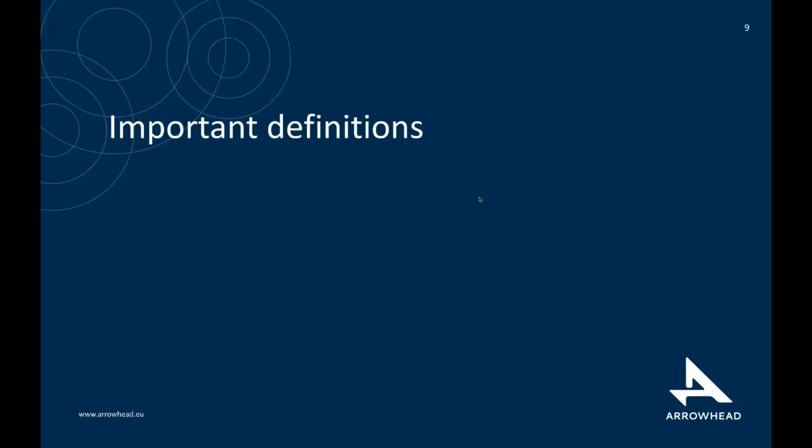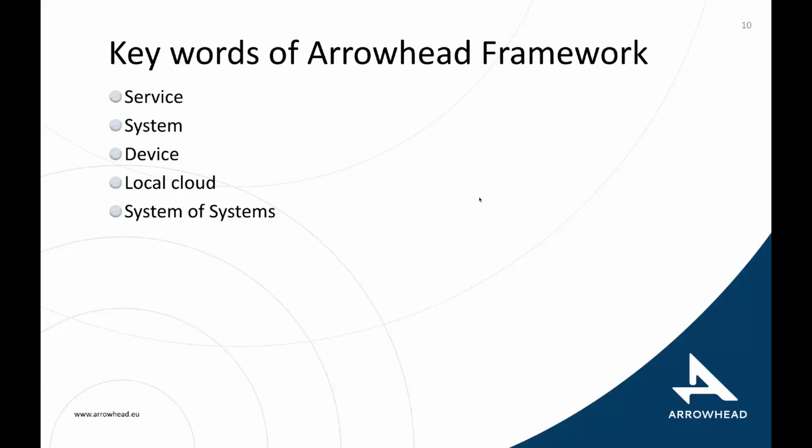So I do have some definitions, maybe boring, but still I think it's important that we speak a similar language and have a similar understanding of some keywords here. So the Arrowhead Framework has defined a number of keywords based on service, system, device, local cloud, and system of systems. And let me just walk through this briefly.